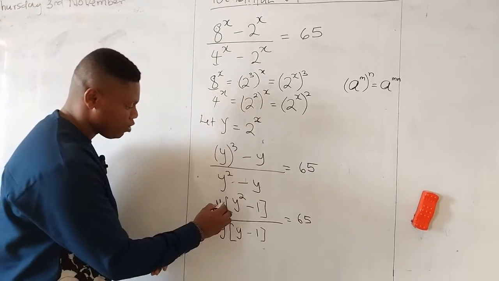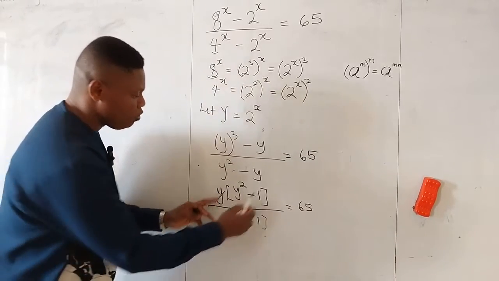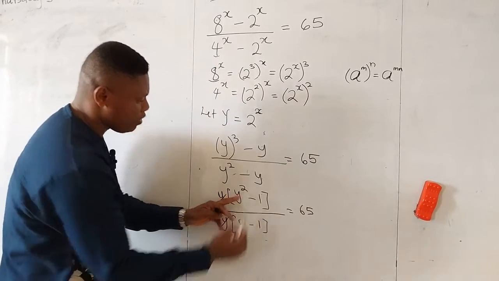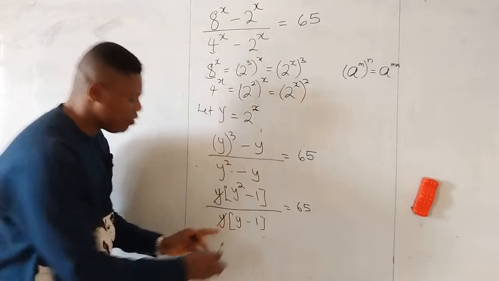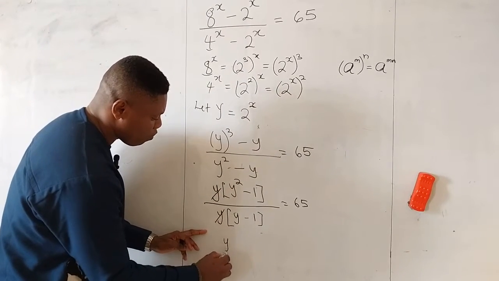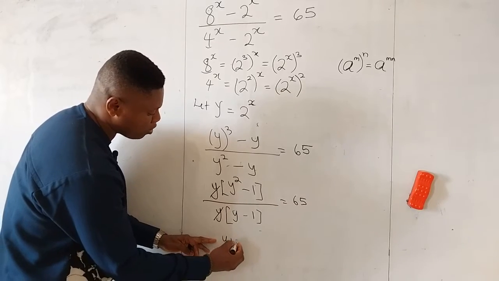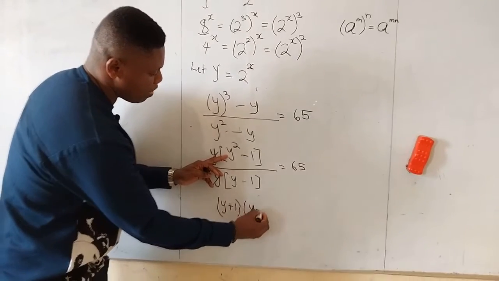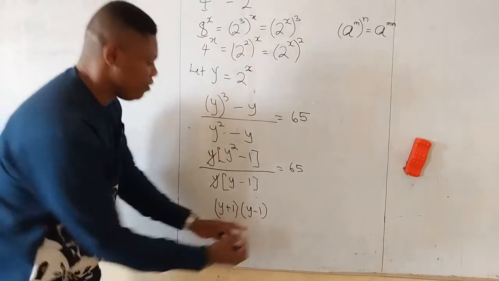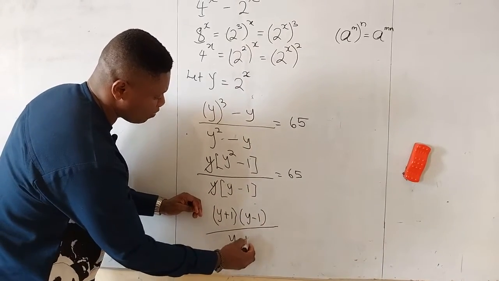Now you see that my y and my y can go. So I have y squared minus 1. I can also break down y squared minus 1 as y plus 1 into y minus 1, divided by y minus 1.